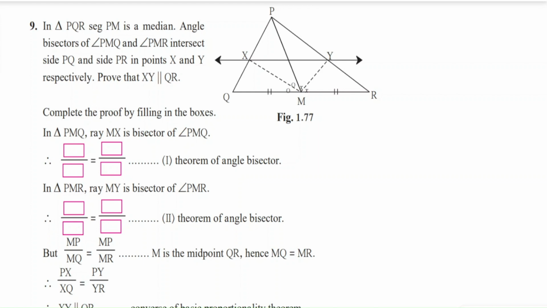In triangle PQR, seg PM is a median. Angle bisectors of angle PMQ and angle PMR intersect side PQ and side PR in points X and Y respectively. Prove that XY is parallel to QR. Complete the following by filling in the boxes.